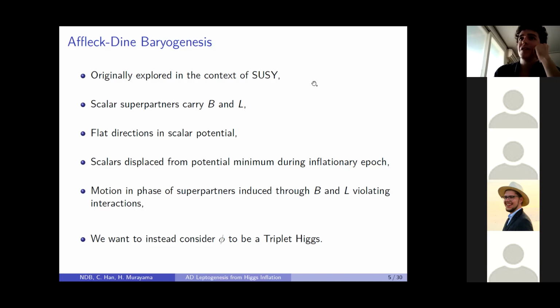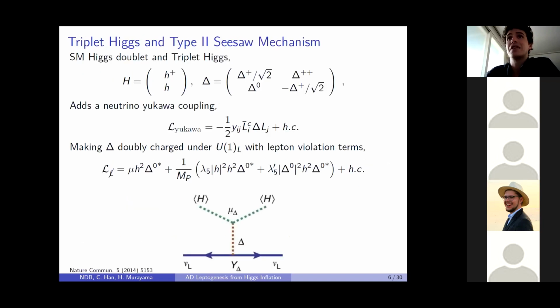So we want to consider something similar to this, but rather than worry about introducing all the SUSY particles and superpartners, we just want to introduce one complex scalar field, the triplet Higgs. And you might ask, well, why would you introduce this? The key motivation for considering a triplet Higgs in the standard model is in the form of the type 2 Seesaw mechanism.